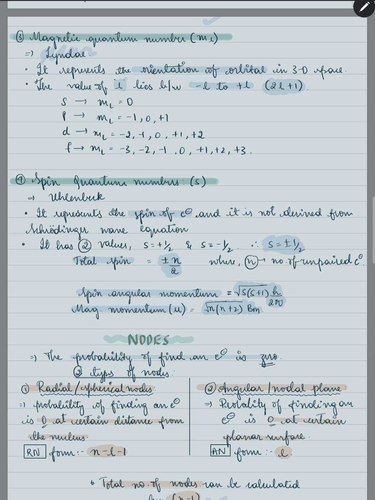For s, the m_L value is 0, which means it has one magnetic quantum number, because for s the value of L is 0, right?